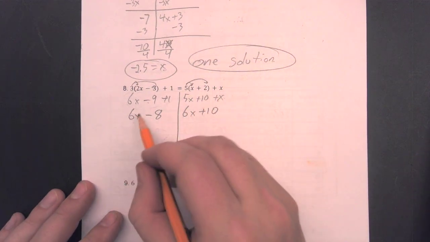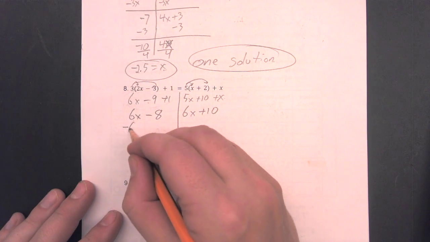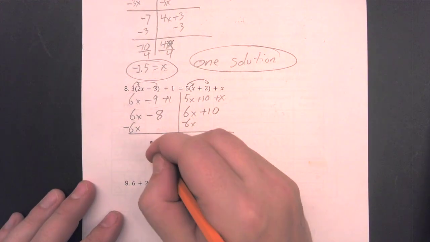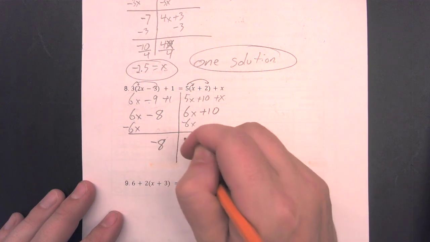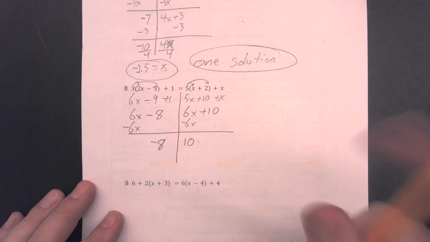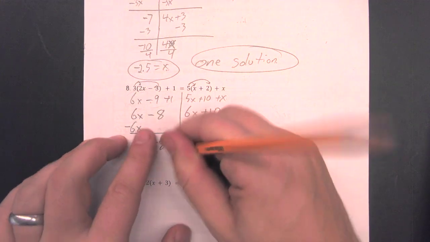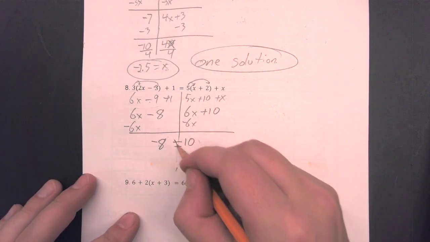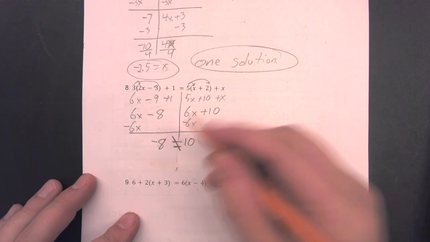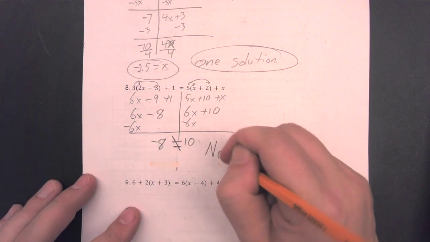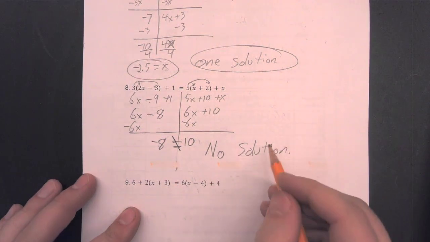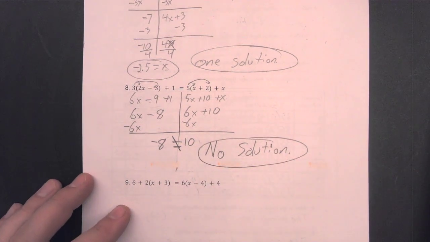So you can do this either way. I like to take away the x's first. I do a minus 6x. When I do that, I get a negative 8, I get a 10, but now there's no more x's. So here's where you need to do a little bit of thinking. Does negative 8 equal 10? No. We're going to use this little slash here, means not equal. So there's actually no solution for this. No number that we put in for x will make this a true equation.